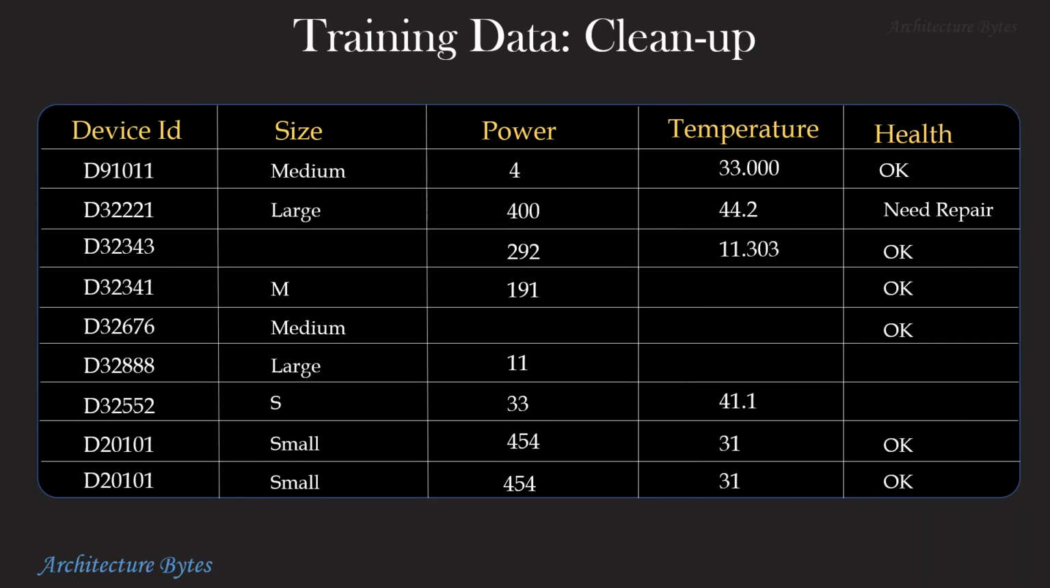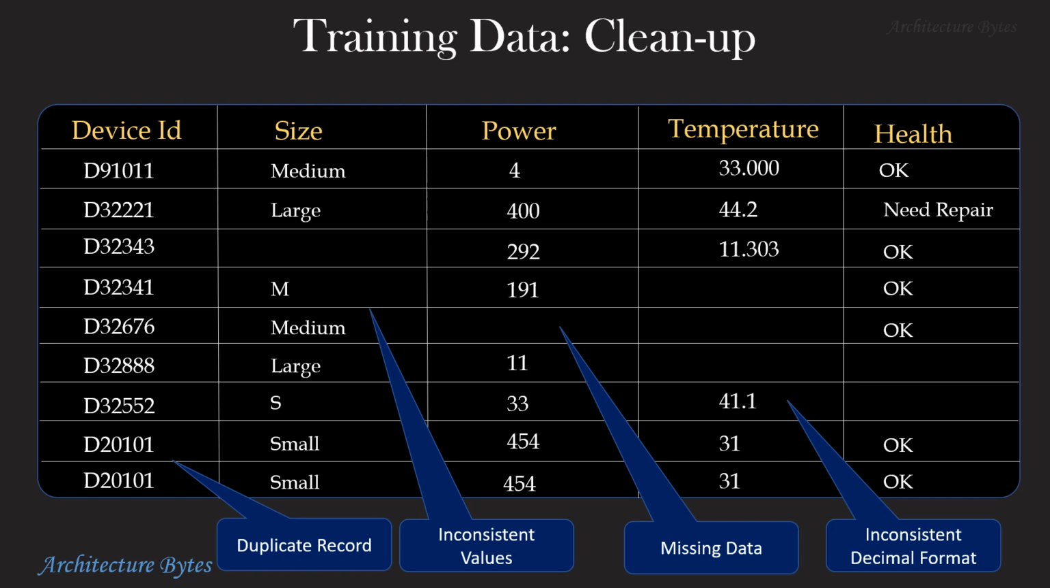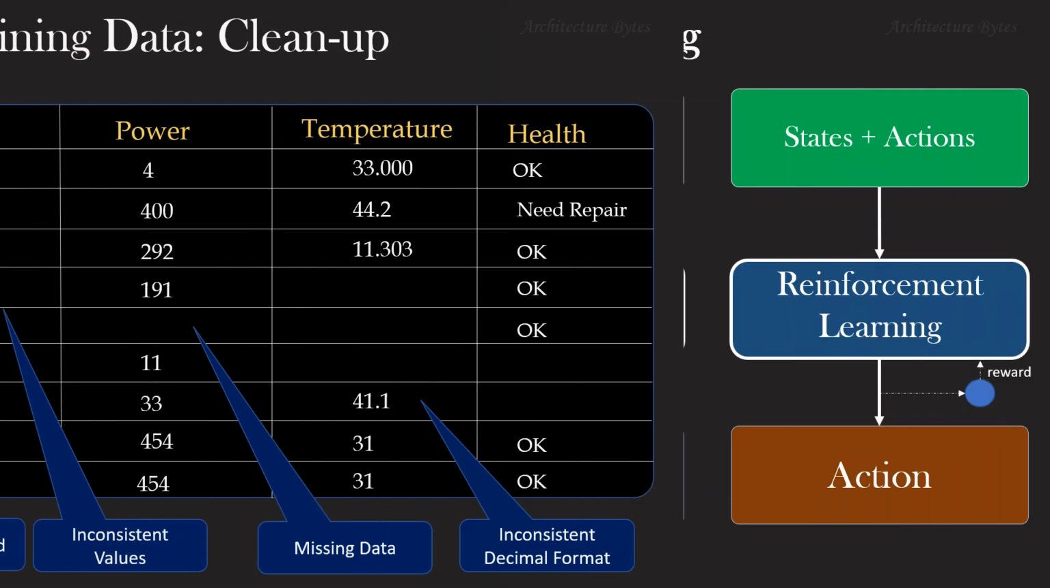Here's an example of training data. You can see that there are duplicate records here. Size values are inconsistent. Sometimes abbreviation of M or S is used instead of medium or small. And then there are some fields which have missing data. Temperature has inconsistent decimal formatting. These inconsistencies must be cleaned up before this data can be used for training ML models.